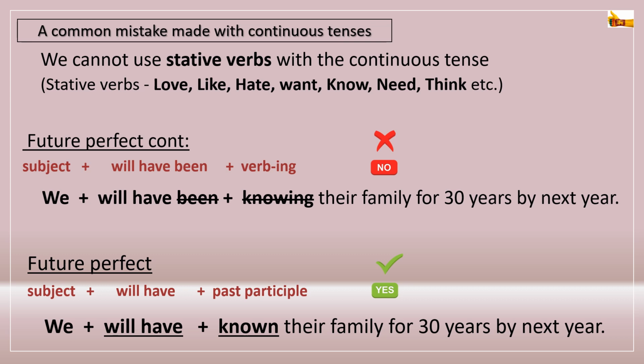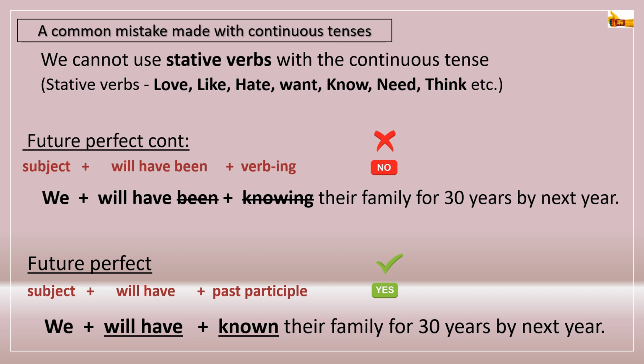Like with most other continuous tenses, we don't usually use state verbs. So, as I mentioned, we cannot use state verbs with the continuous tenses, words like love, like, hate, want, know, think, for examples. But sometimes people forget that and they might say something like this. We will have been knowing their family for 30 years by next year. So, why is that a mistake?